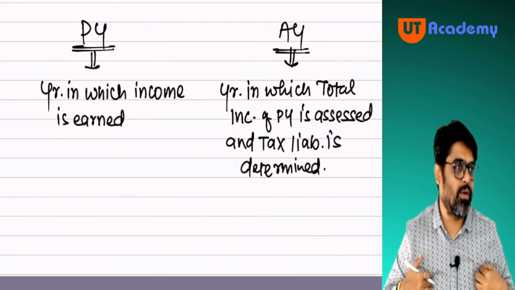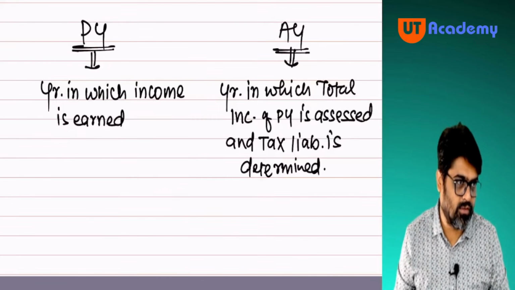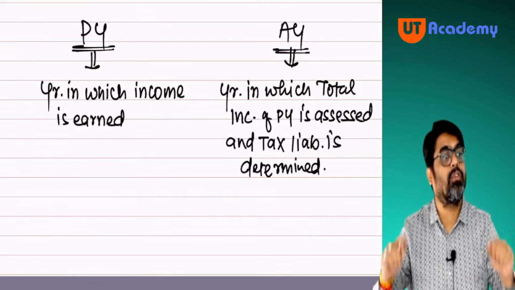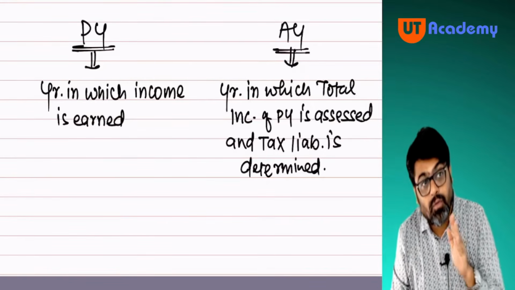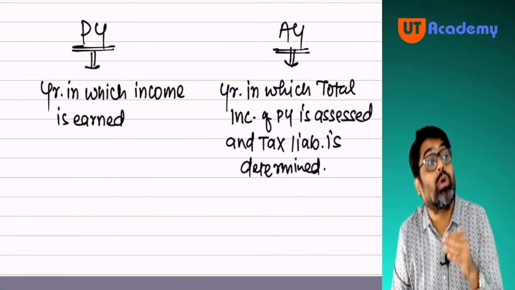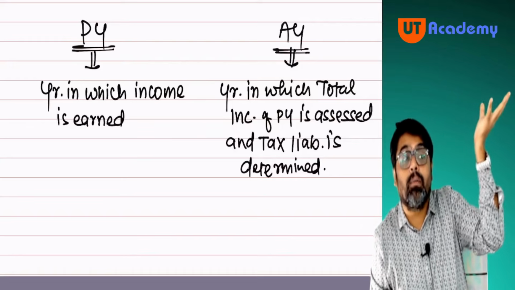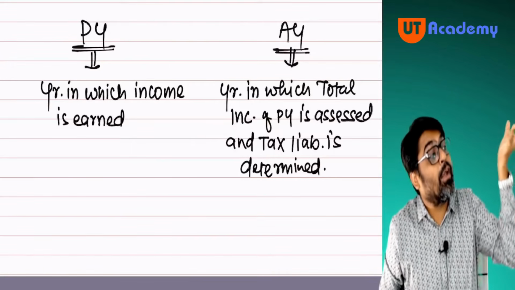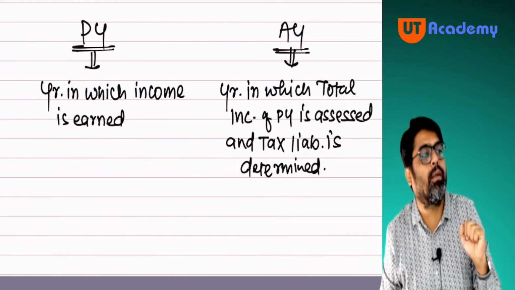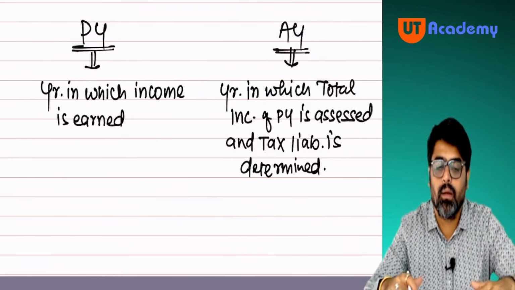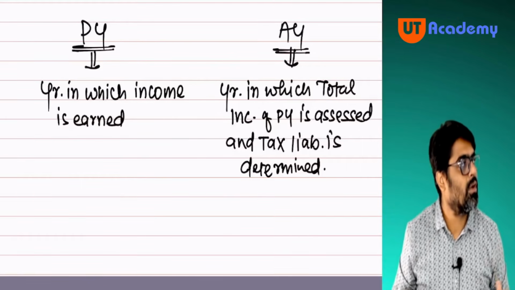So, right now we are into 25-26. This is an assessment year. In this assessment year, what are we supposed to do? We are supposed to assess the total income and tax liability of the previous year. Getting my point? Now tell me, from the point of view of this assessment year, what is the previous year?